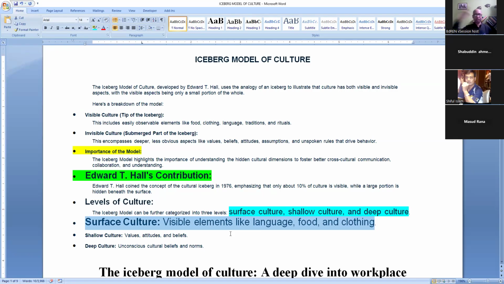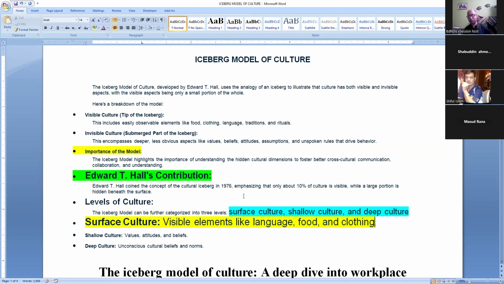Surface means exterior. That is, the things which are visible from outside constitute the surface culture. Suppose you are speaking Bengali language. So hearing your language, I can say you are a Bengali speaking person, or you may be a Bengali. So your language helps me identify your location.